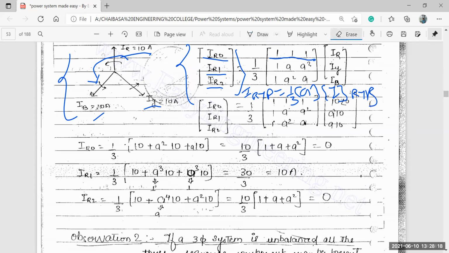This would be your 0, 1, 2, which means the phase sequence matrix would equal 1 by 3 times the A operator matrix times the matrix of all three phase currents. Okay, so these are the notes that will be helpful for your GATE preparation. You could revise and do a lot of things while studying this format and all.